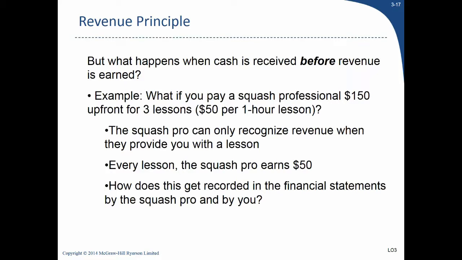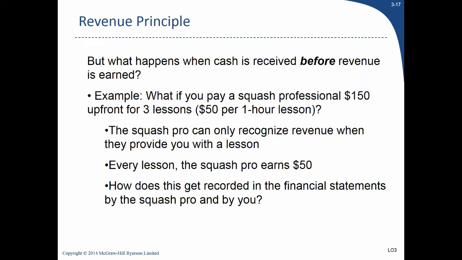Here's an interesting one. What if cash is received before revenue is earned? An example, and this works better with services. It's conceptually easier to understand. So for example, I take squash lessons. This is a real life example. What if you pay a squash pro $150 up front for 3 lessons? So the squash pro only recognizes revenue when he provides me with a lesson, right? He has an obligation to me. He can't just take the $150 and say, okay, thanks. He has to provide me with 3 lessons, right?